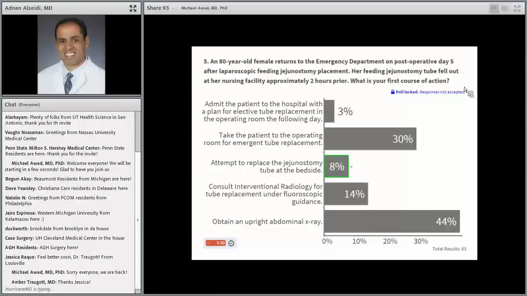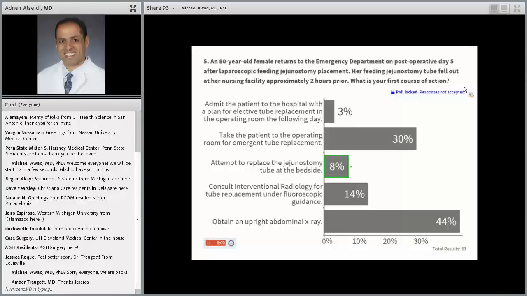Number 2 is taking the patient emergently to the operating room. That's what you would do if you're unable to place this feeding tube at the bedside and confirm that it's in the bowel. But if you're able to do that, you save them going to the operating room. C is the correct answer. D, consult IR, which again we just discussed. You could do this at the bedside.